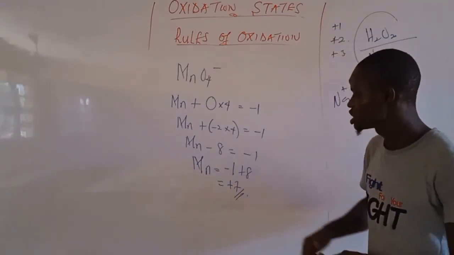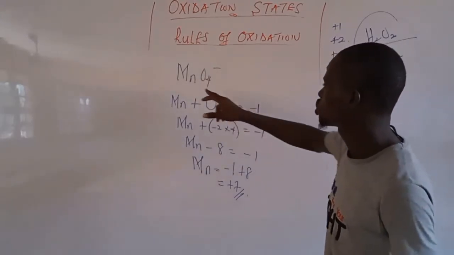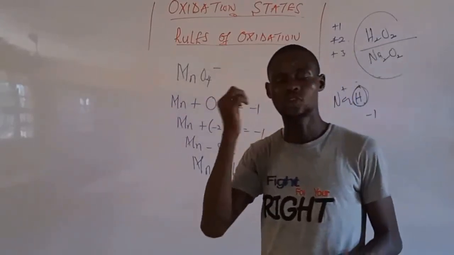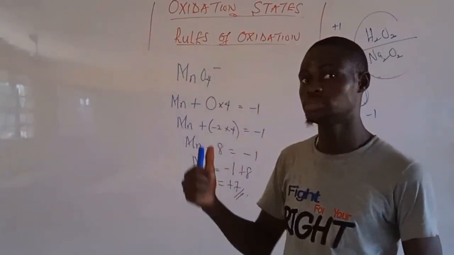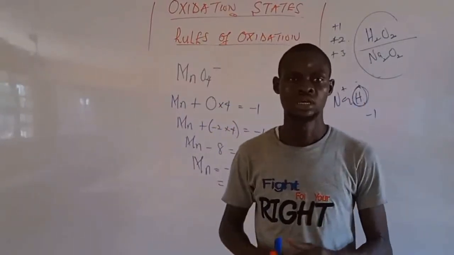Altogether, that is the oxidation state of manganese in this compound. How do we find it? Just sum up all the oxidation states, then equate it to the charge that is carried by that compound. That is how we look for the oxidation state.